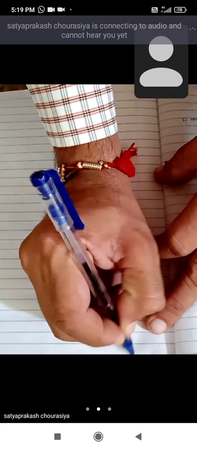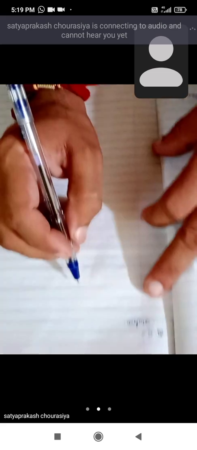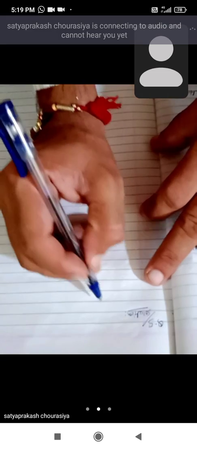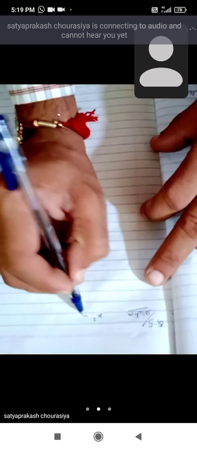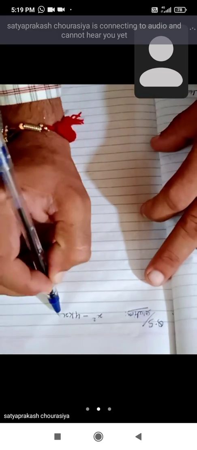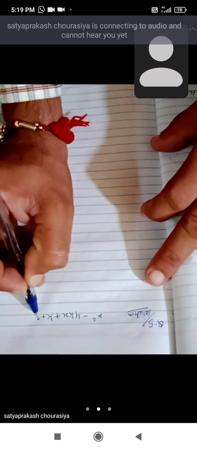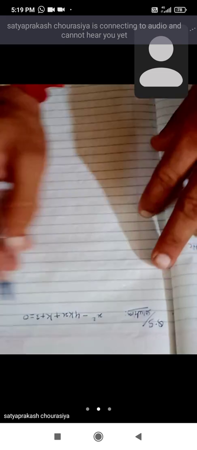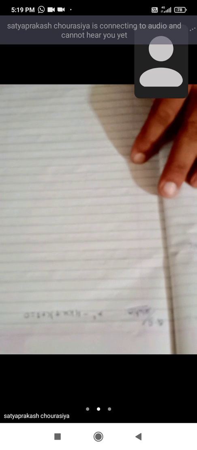Solution. x square minus 4kx plus k plus 3 is equal to 0. This is the given equation.